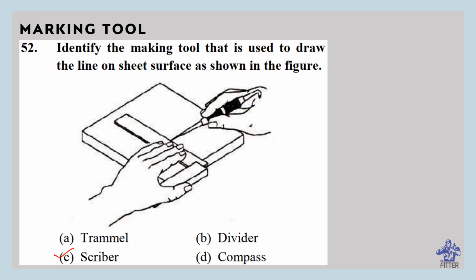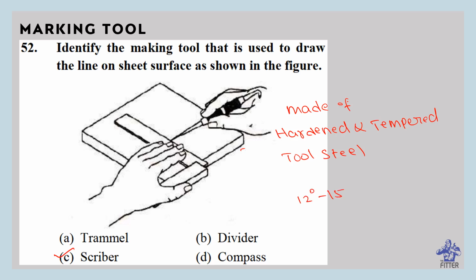It is made of hardened and tempered tool steel. The scriber is ground to fine point at one or both ends. The point angle of the scriber is 12 degrees to 15 degrees. This we have also discussed.